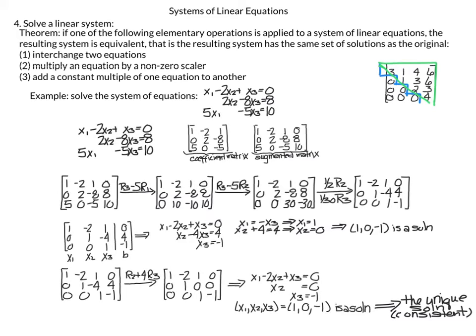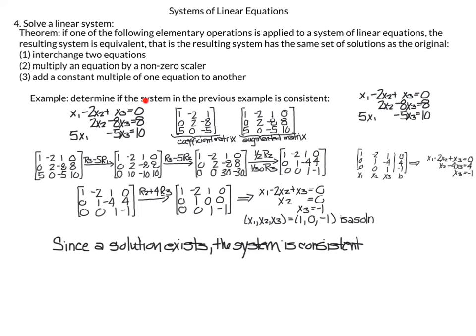And this solution is in fact the unique solution. I'll show you what it looks like when you have infinitely many solutions or no solutions later, but there is one solution and it is the unique solution. Also, when there is a solution, so either infinitely many or unique, we say that the system of equations is consistent.